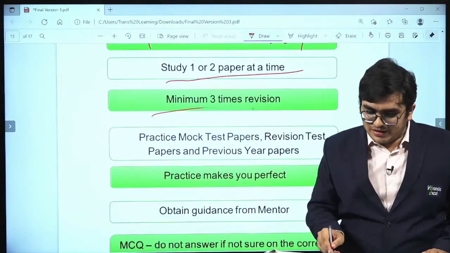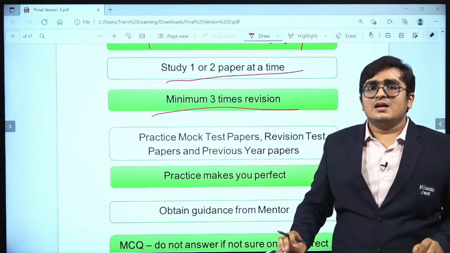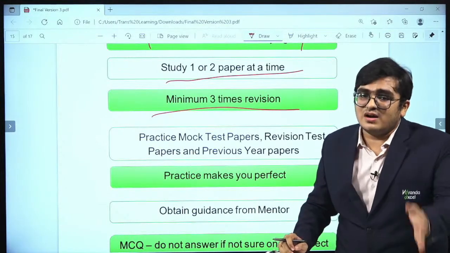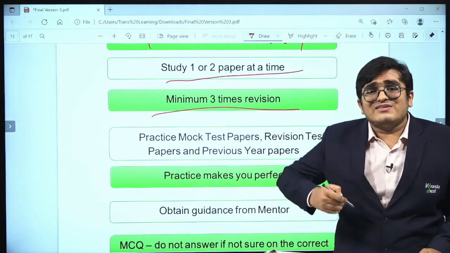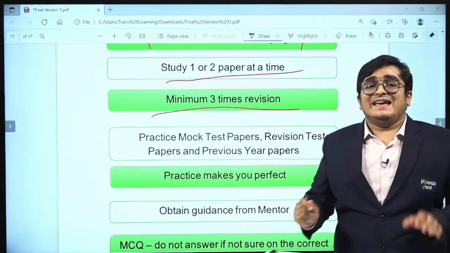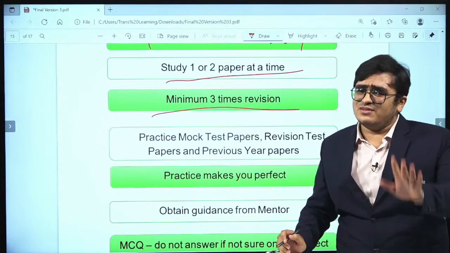Next, minimum 3 times revision is a must. Believe me, it's a must. It's not because the course is hard. It's because the course is vast. So only if you revise again and again will you be able to retain it when you go give your exam. So 3 times revision is a must.